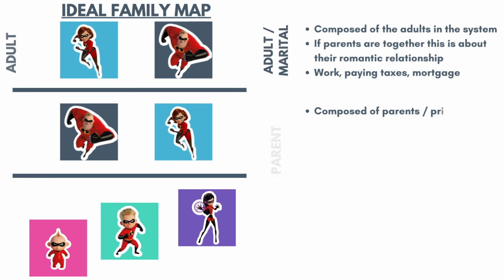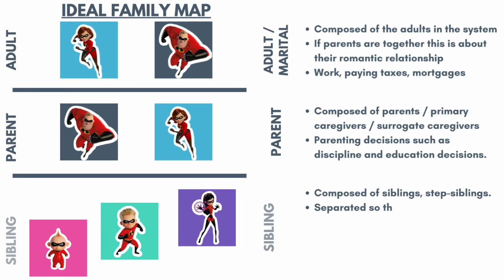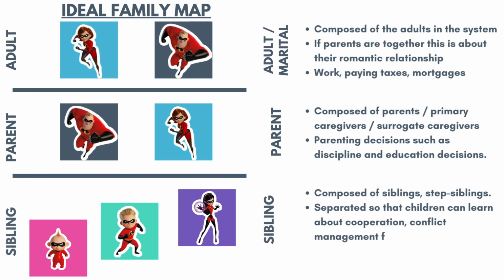So this is the ideal family map that I came up with for this family. At the bottom, I want the siblings all in one subgroup, with potentially Violet having a little bit more responsibility than the other two boys.